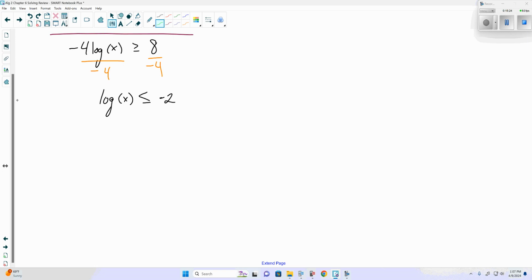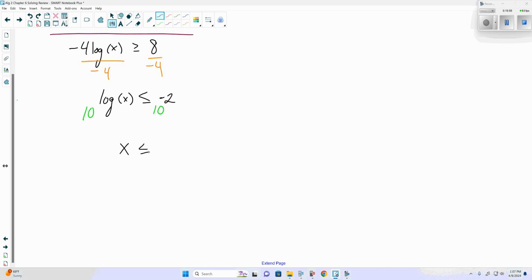What are we going to put both sides to the base of? 10. Whenever the base for log is not written, it's understood to be 10. Natural log, the base is understood to be e. 10 to the log of x is x, is less than or equal to 10 to the negative second.